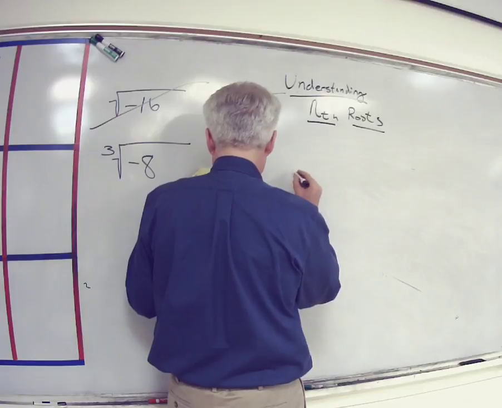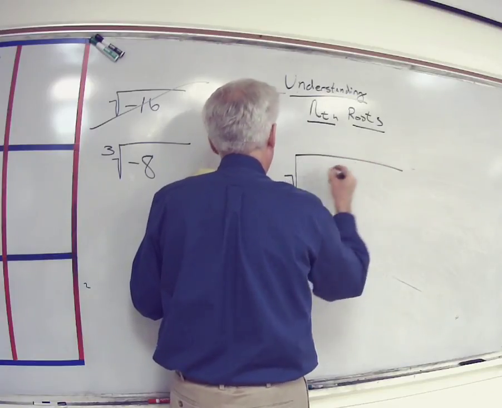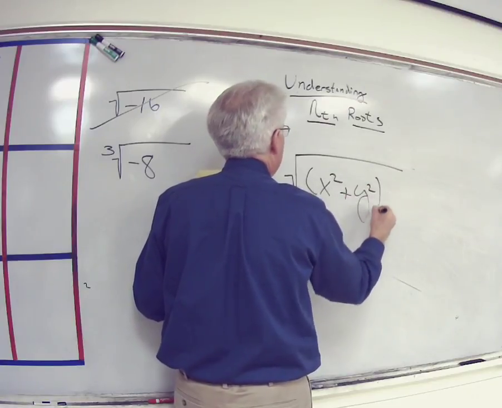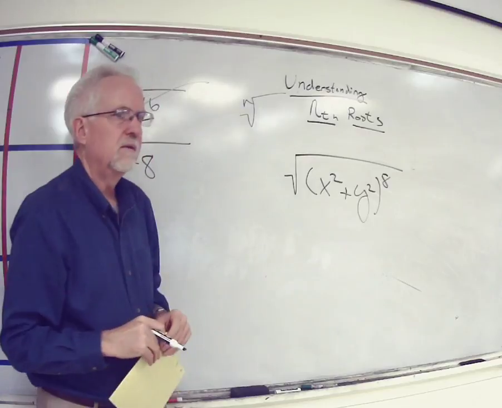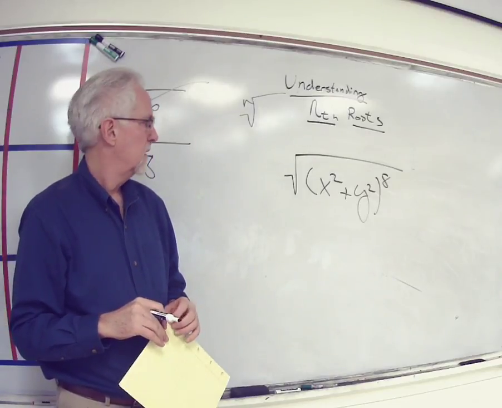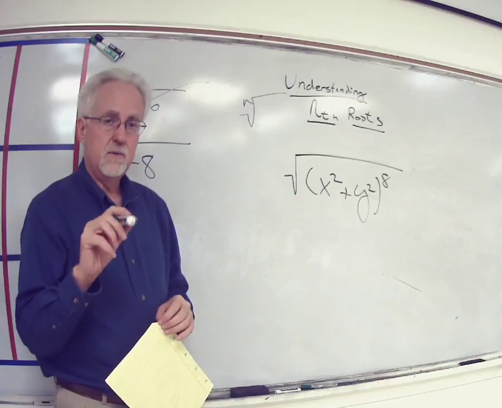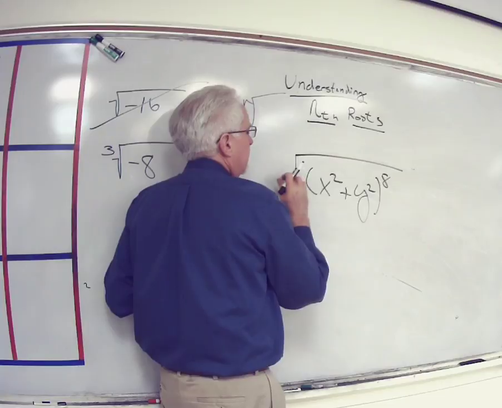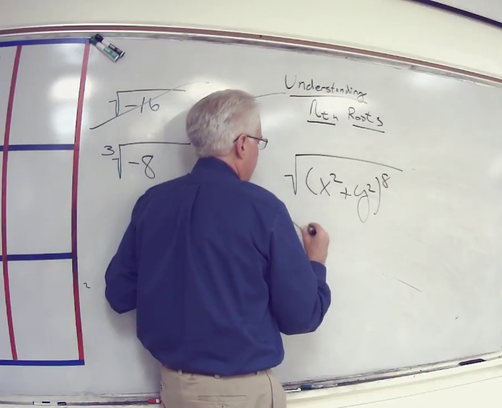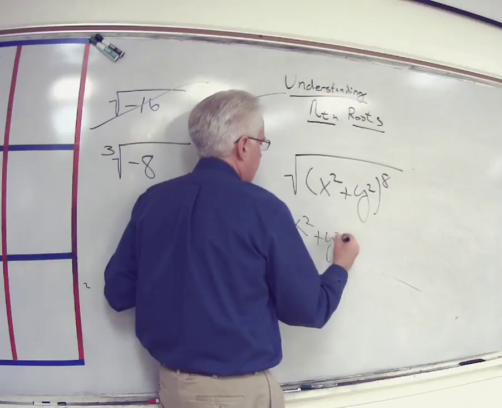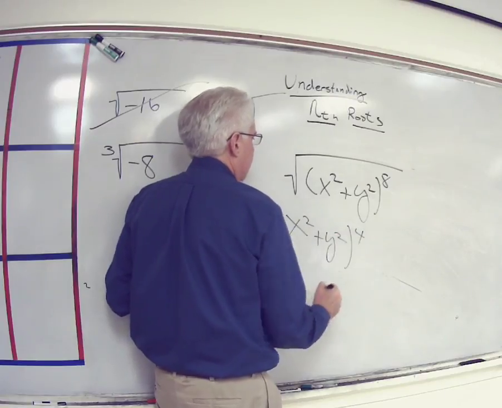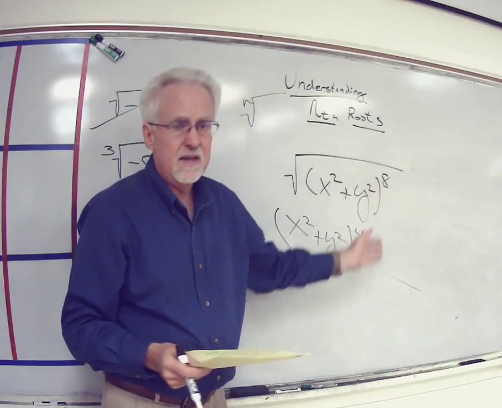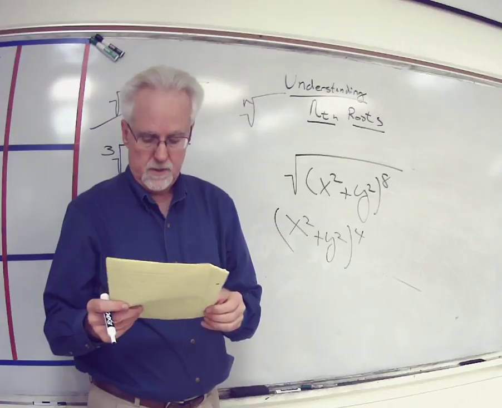Well, what would the square root of x squared plus y squared raised to the 8th be? Yes. This 8 can be dealt with through this square root by making it x squared plus y squared raised to the 4th, right? Because this radical, that 2, kind of takes it to the half power, so the 8 becomes a 4. Does that make sense?